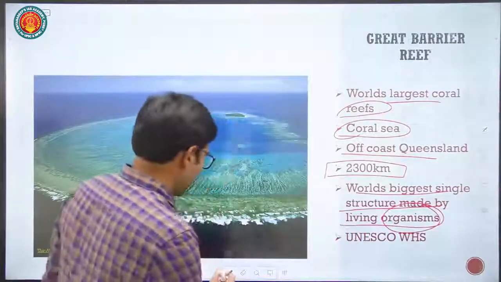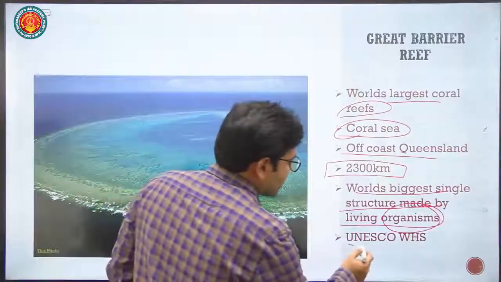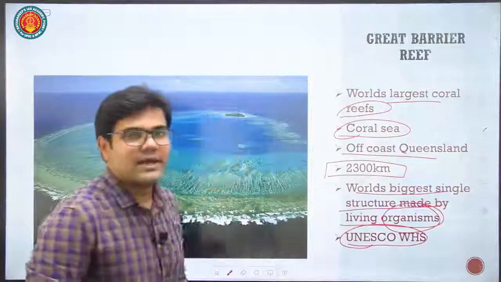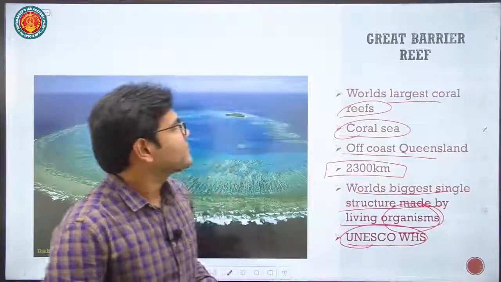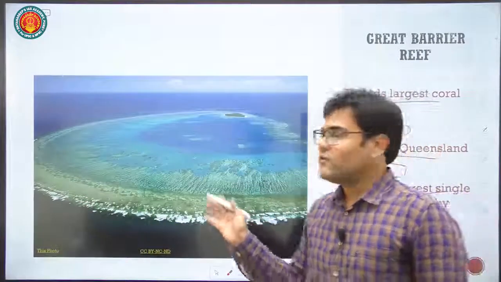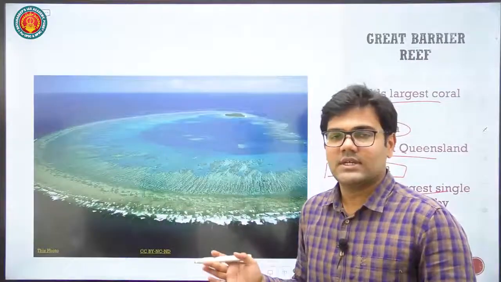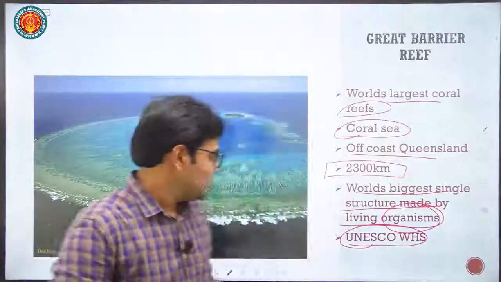Then UNESCO World Heritage Site. So it's also a UNESCO World Heritage Site. The coral reefs have a UNESCO World Heritage Site tag. So this is about the Great Barrier Reef. This is a beautiful picture of the Great Barrier Reef, which can also be seen from outer space. So that is so large and so long.